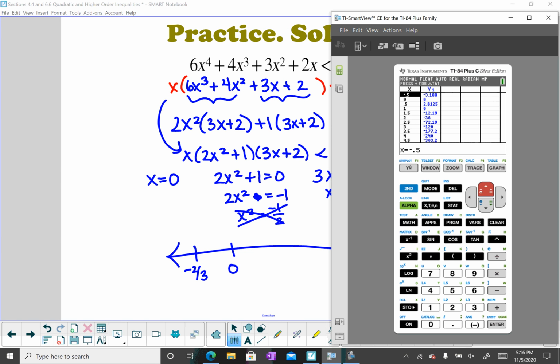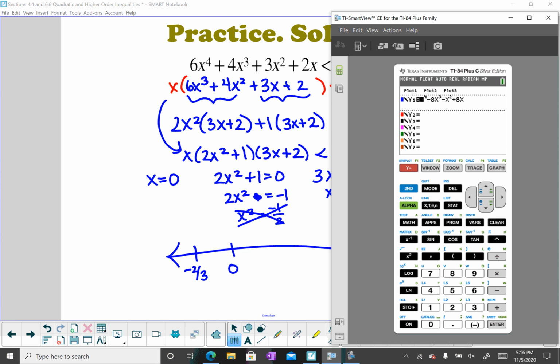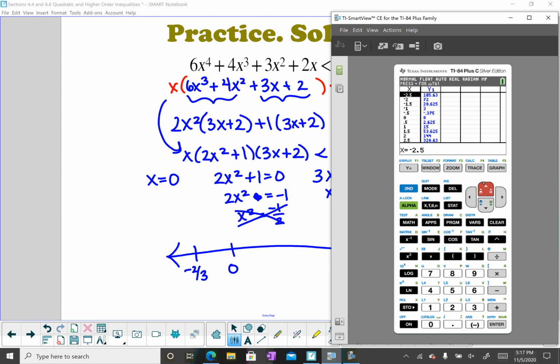And you can use your table if you want to figure this out kind of quickly. Let me put it in my y equals. So we're just going to change this to 6x to the 4th plus 4x to the 3rd plus 3x squared plus 2x. And then I'm going to go straight to my table. And I want a number smaller than -2/3, so -1, -2, any of those. You can see it's positive. A number between -2/3 and 0 would be -1/2. That guy's negative. And then anything bigger than 0 is positive.